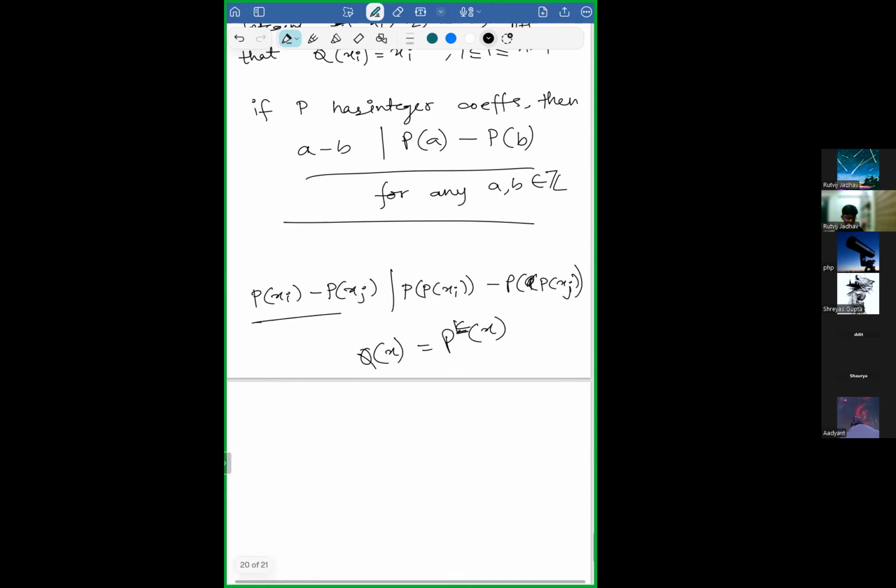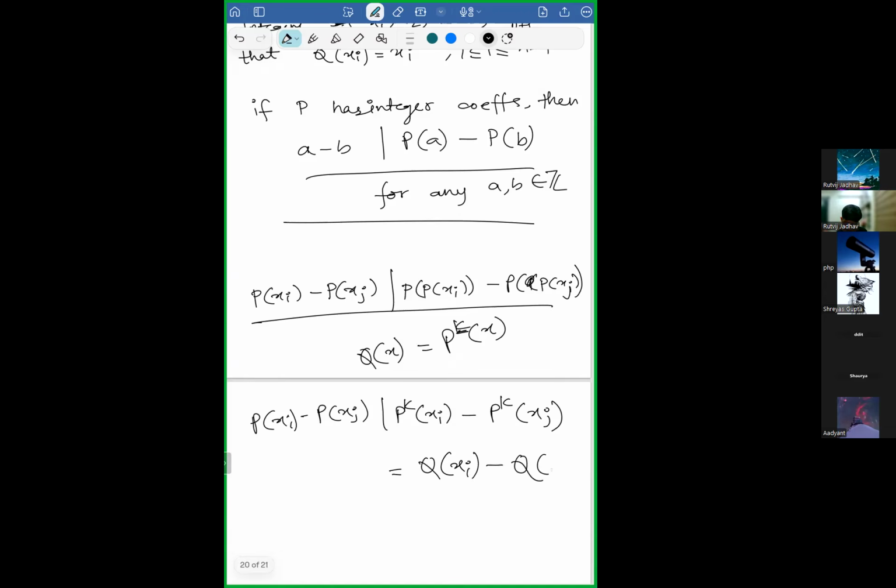So we can keep doing this until we get that p of xi minus p of xj divides p raised to k of xi minus p raised to k of xj. This is not raised to a power, it is p appearing k times. Anyways, this is just q of xi minus q of xj, which is xi minus xj as we assumed above. Is this fine?